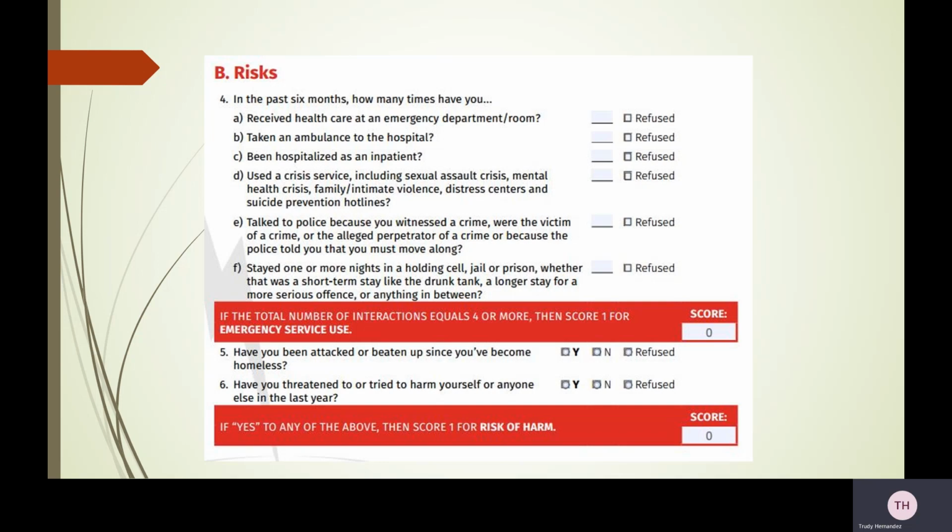So this is looking at receiving healthcare at an emergency department or room, taking an ambulance to the hospital. Have they been hospitalized as an inpatient? Have they used a crisis service? List all of those out. Make sure you do list each one of those out.